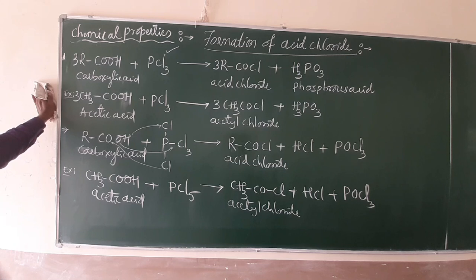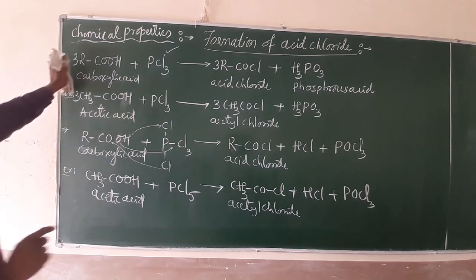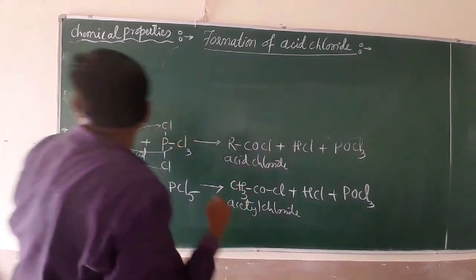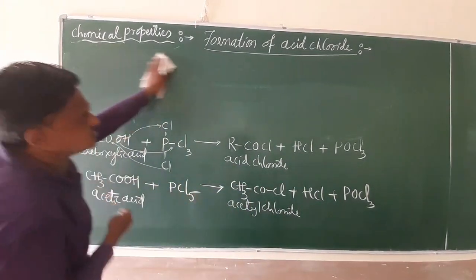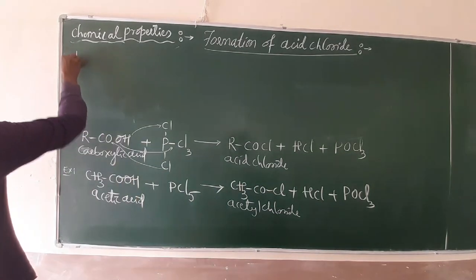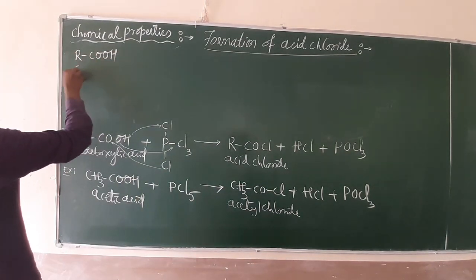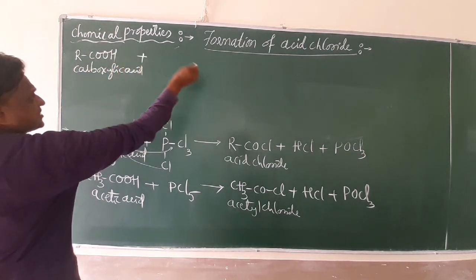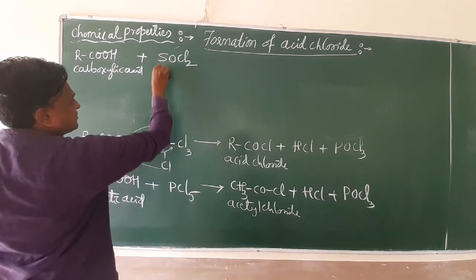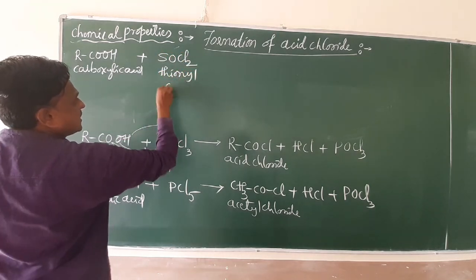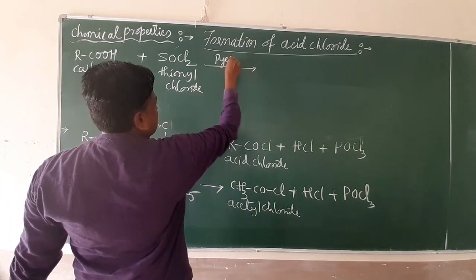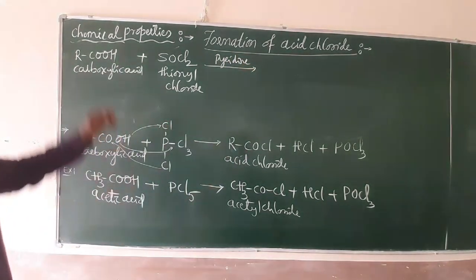I think you already know from the haloalkane and haloarene chapter the corresponding thionyl chloride. What happens when carboxylic acids react with thionyl chloride? A very simple reaction. I repeat, when carboxylic acid reacts with SOCl2, the name of this compound is thionyl chloride, and this reaction is in the presence of pyridine. Friends, pyridine can neutralize the acids very easily because pyridine is an aromatic base.